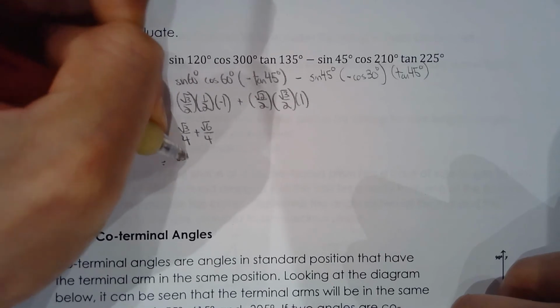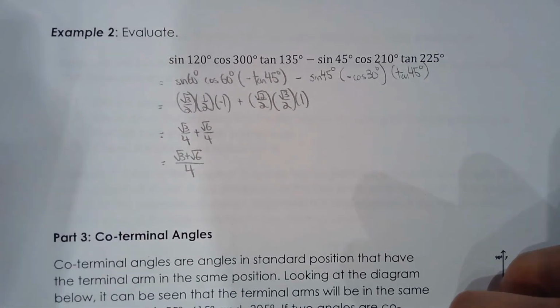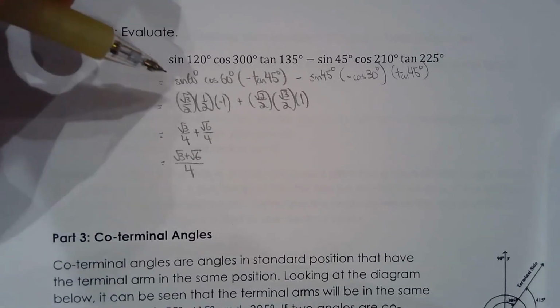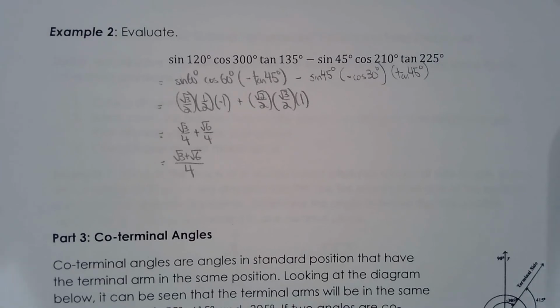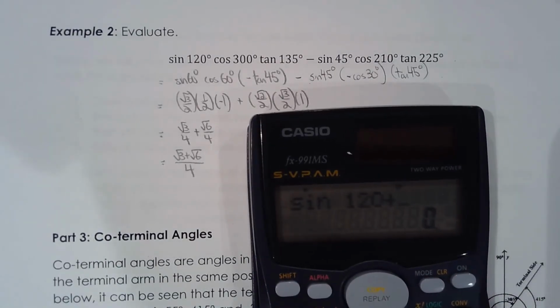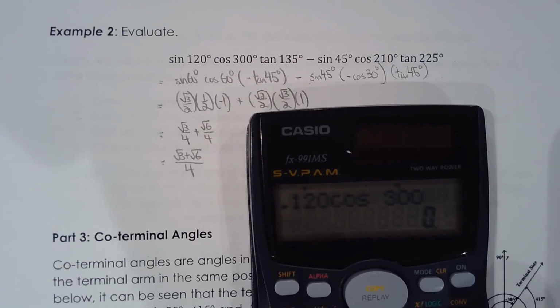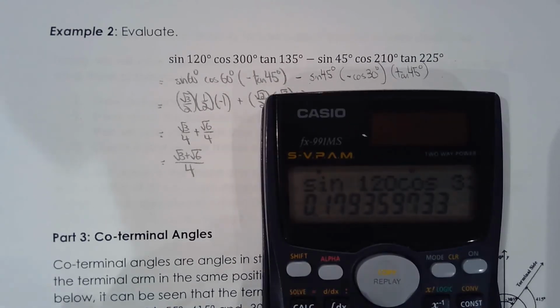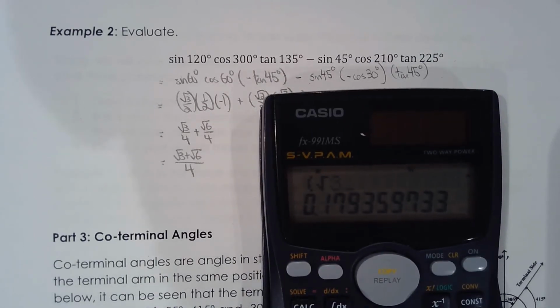all over 4. Now, if I give this question on a test, I'm definitely not letting you use a calculator because I don't know if it's your brain doing the work or the calculator doing the work. But since I do have a calculator right now, I'm going to quickly check. Sine 120, cos 300, tan 135 minus sine 45, cos 210, tan 225.